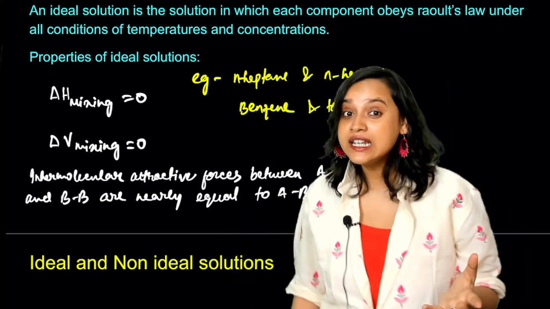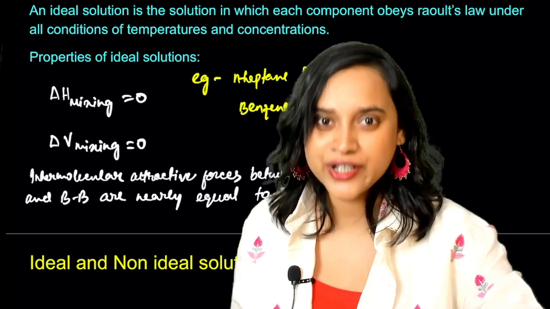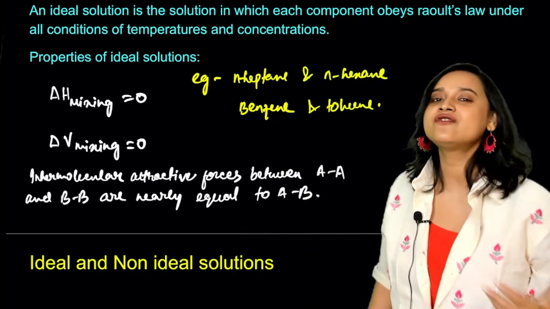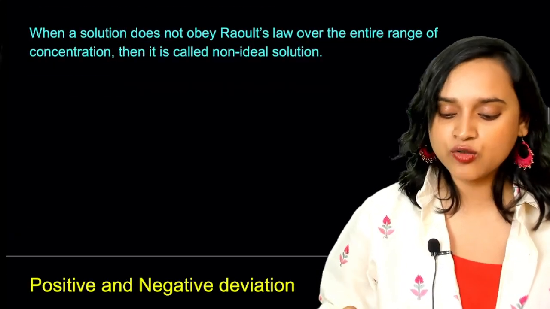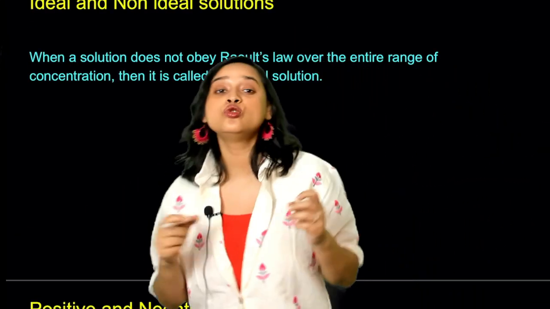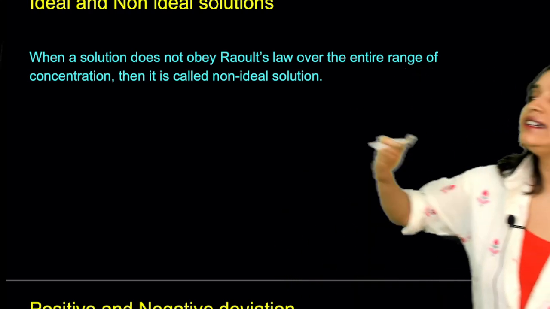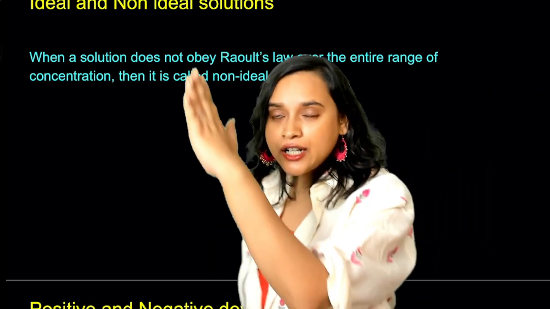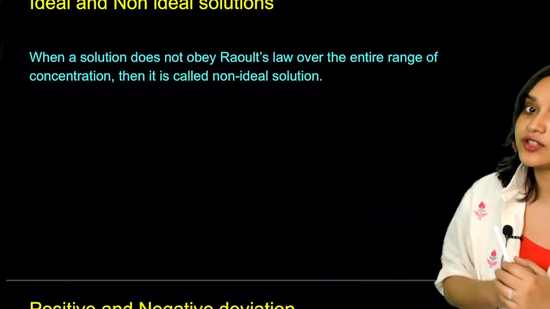But obviously, is the majority of the solutions that we see in the world going to be ideal? Never ever. That is not possible. So that means we are going to have non-ideal solutions, those that do not follow Raoult's law in the entire range, they deviate from Raoult's law. And when this happens, there are two different types of deviation.